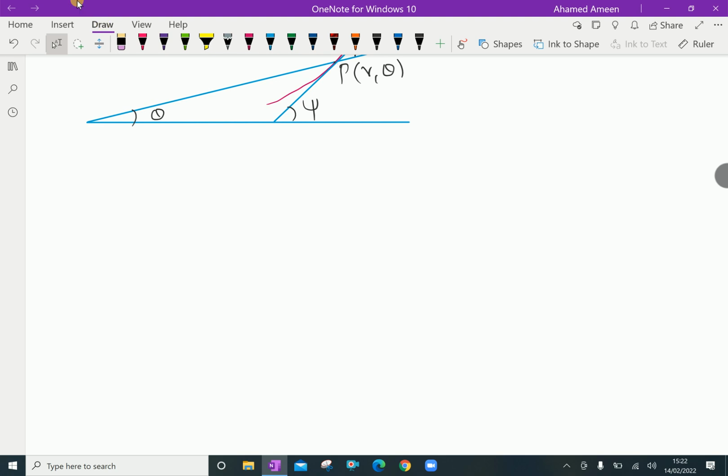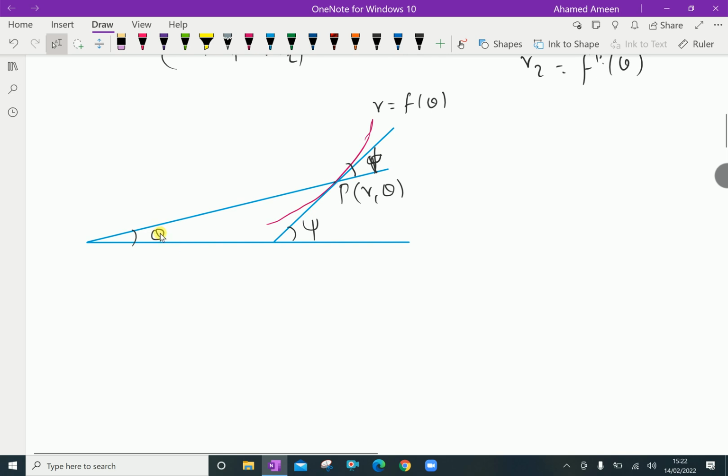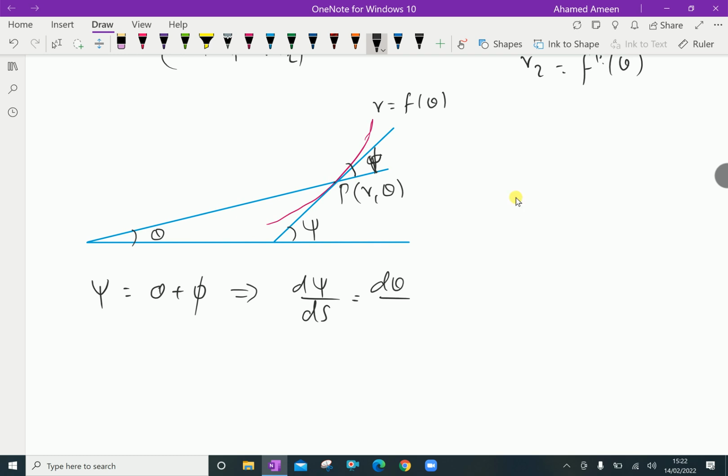Look here at the figure. Here the point P of (r, theta) is on the curve r equal to f of theta. Here this angle is theta, here angle phi, and this angle is psi. We know that angle psi equals angle theta plus angle phi, and hence differentiating with respect to s on both sides, d psi by ds equals d theta by ds plus d phi by ds.